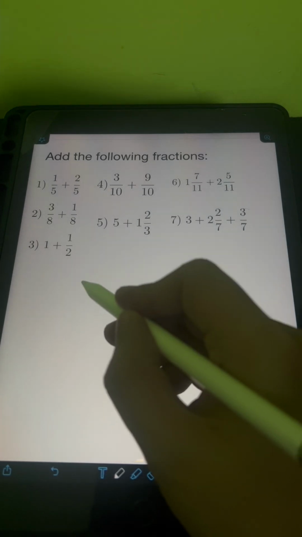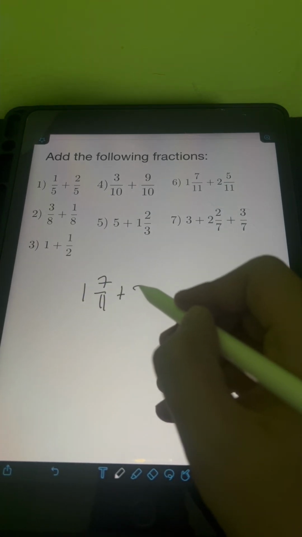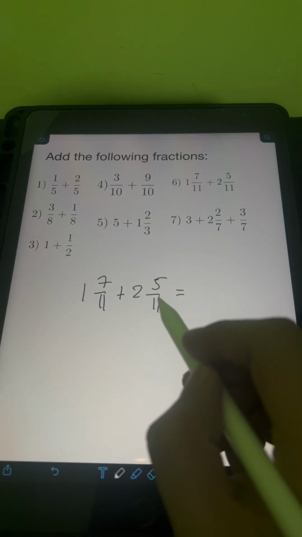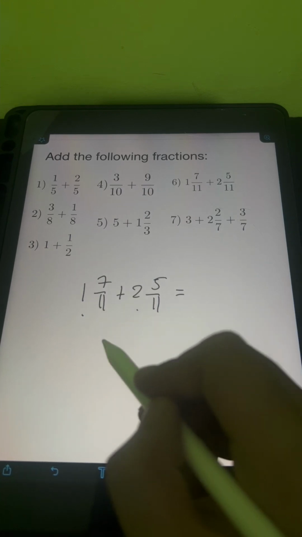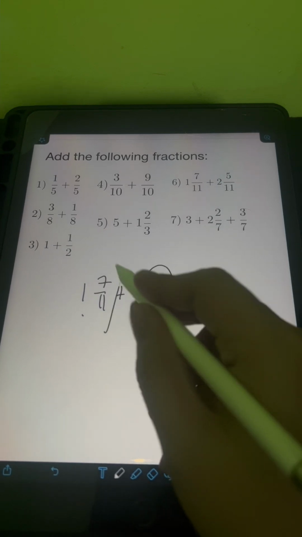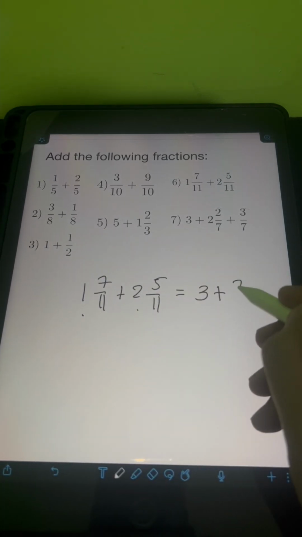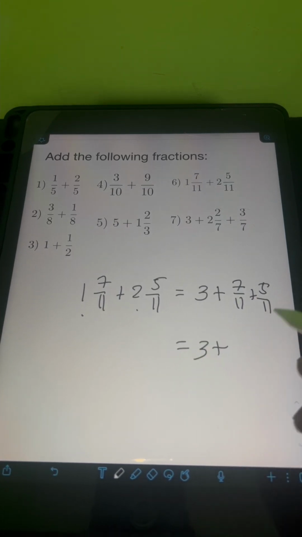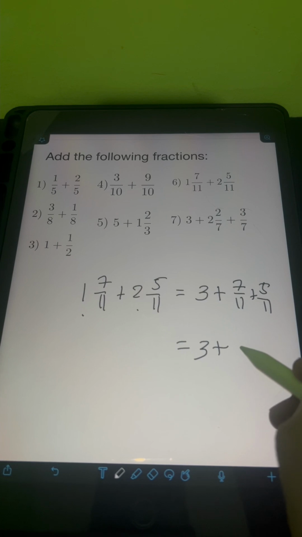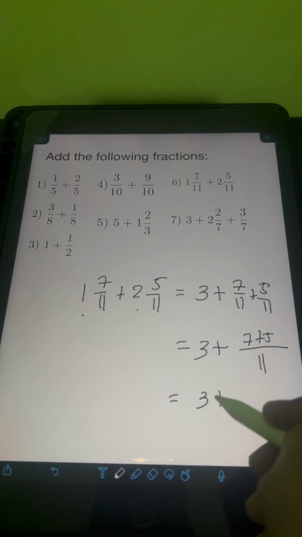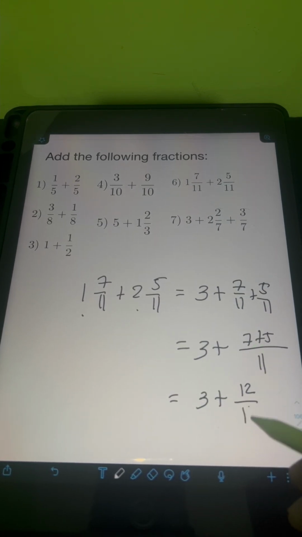Next, for number 6, we have 1 and 7 over 11 plus 2 and 5 over 11. This time we are adding two mixed numbers. For this, we can add first the whole numbers, 1 plus 2, that's 3. And then add this whole number to the sum of the fractions. So we will have 7 over 11 plus 5 over 11. Since we are adding similar fractions, copy the same denominator of 11 and add the numerators 7 plus 5. So we will have 3 plus 12 over 11.